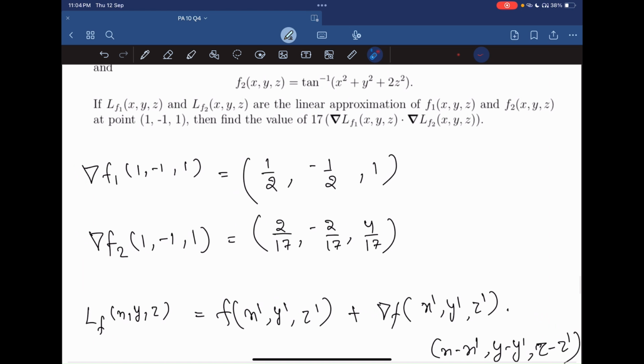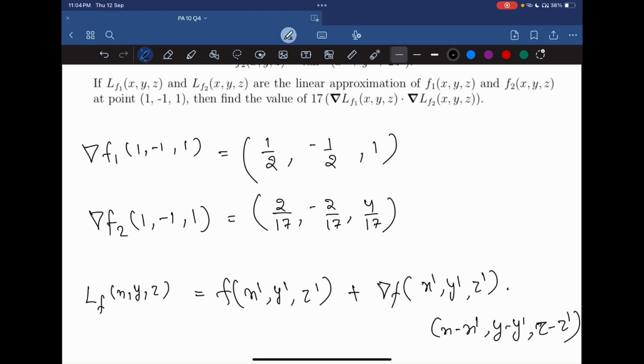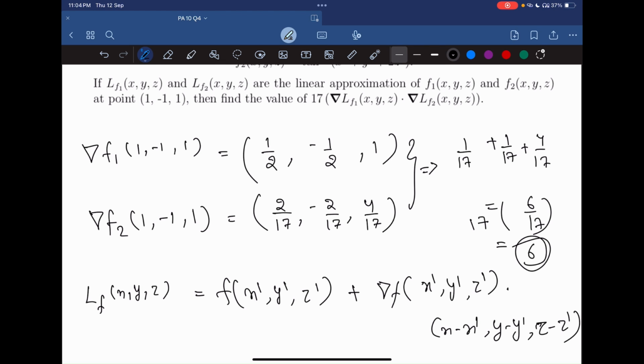So if we take the dot product of these two quantities, this results in 1 by 17 plus 1 by 17 plus 4 by 17, and that is 6 by 17. And if we multiply it with 17, we get 6 as our answer. So we got the same answer as before. Thank you.